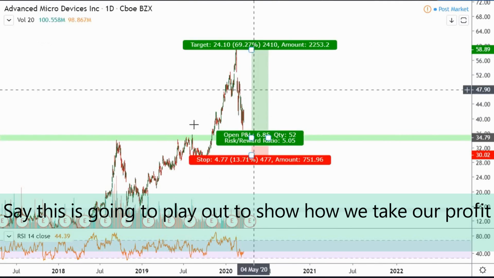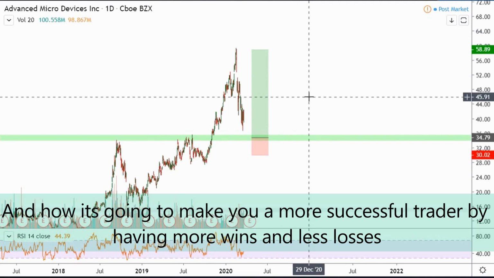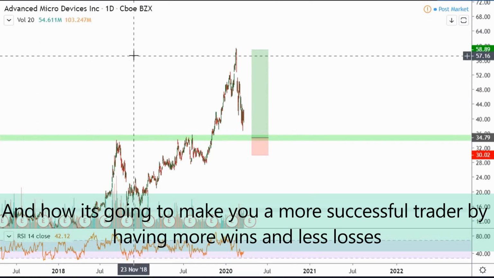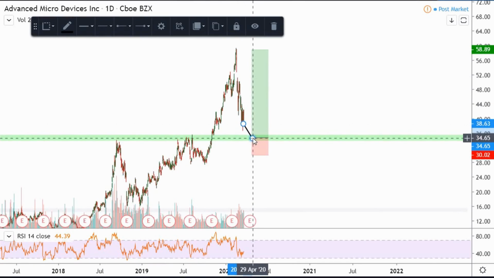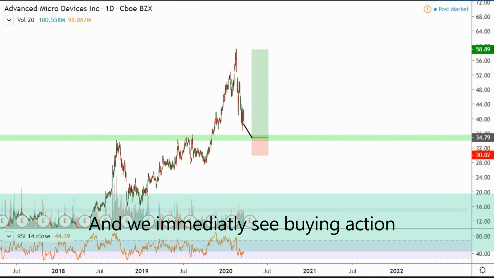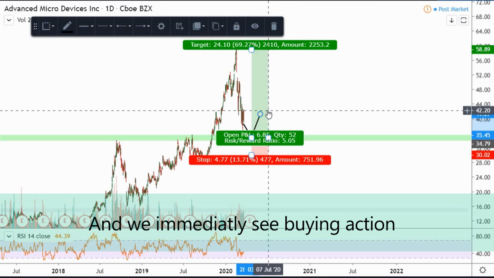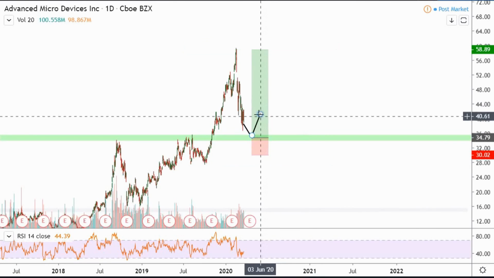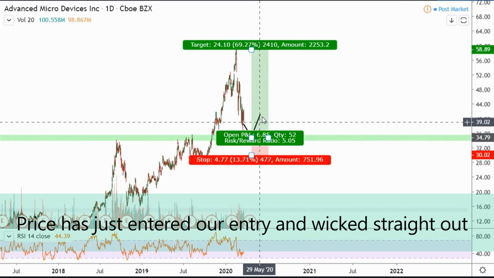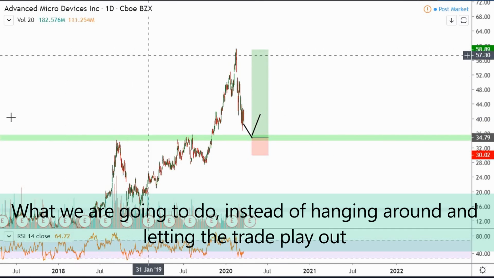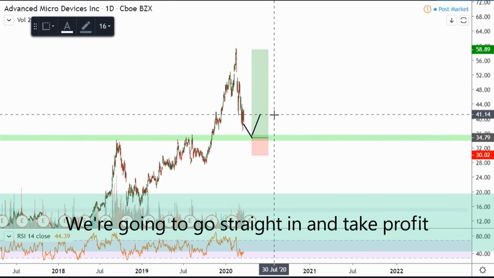So I'm just going to play out how we're going to take profit in this and how it's going to make you a more successful trader by having more wins and less losses. So say we get our entry. This price comes back down towards our entry, and we immediately see buying action. So we see buyers, buyers, buyers. Say we just wake up, and it's just entered into our price and wicked straight back out. So what we're going to do, instead of hanging around and letting the trade play out, we're going to go straight in and take profit.